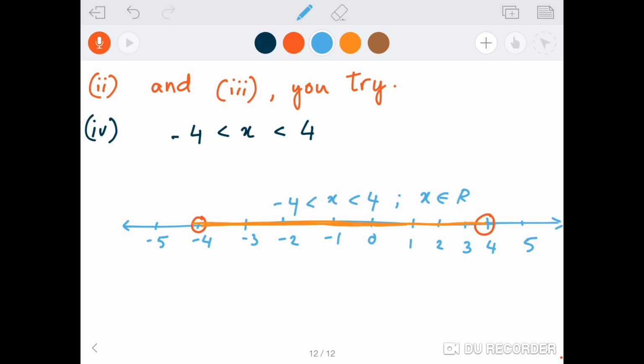Let's take the fifth question. The fifth question is also very similar. I'm sure all of you can try it on your own. I'm just going to put the question up for you. Minus 2 less than or equal to x less than 5. Please try it on your own. You can pause the video at this time and finish it off.